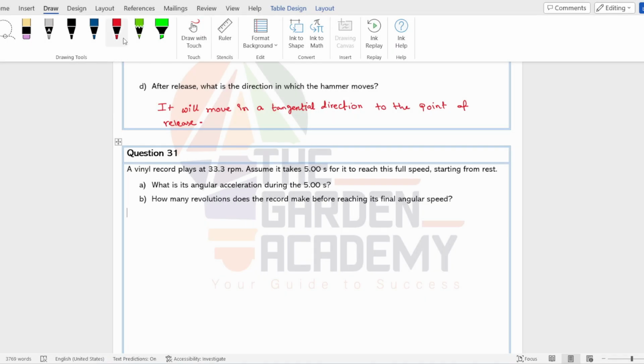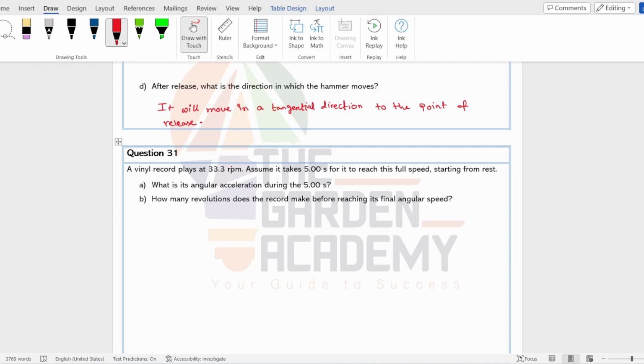A vinyl record plays at 33.3 RPM. Assume it takes 5 seconds for it to reach this full speed starting from rest. So basically we are given the final angular speed, and the initial angular speed is given as 0. A, what is the angular acceleration during this 5 seconds? B, how many revolutions does the record make before reaching its final angular speed?